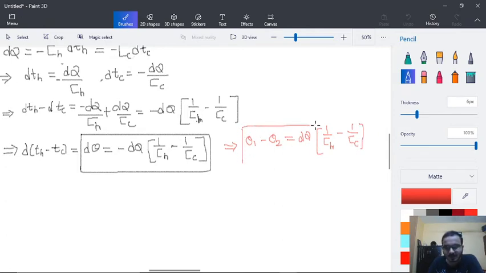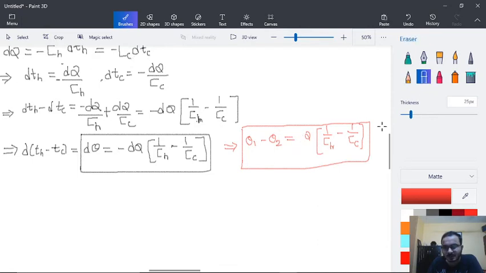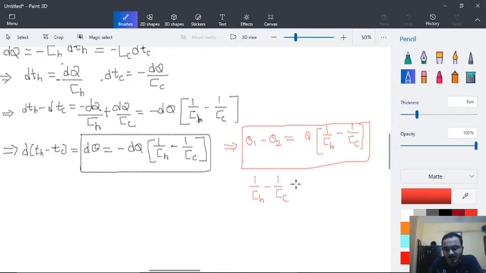So this is the value. Here only q is there. So here what we are getting, the value of 1 upon capital CH minus 1 upon capital CC is equal to theta 1 minus theta 2 by q. So this will be used later on.